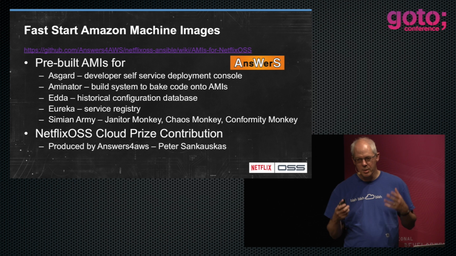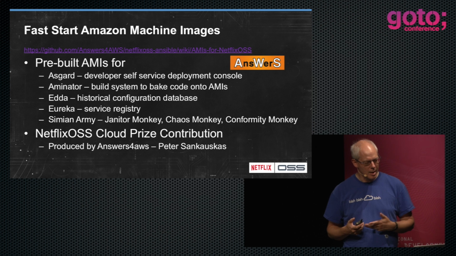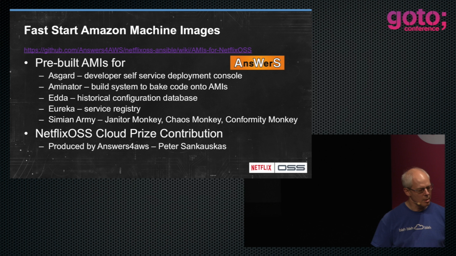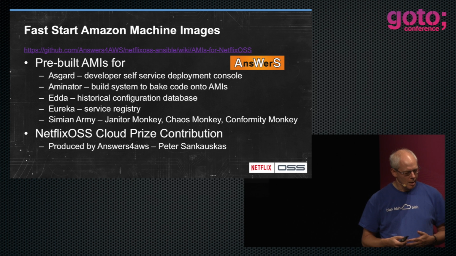Simian Army is a single service that is basically a framework for building monkeys. And 3 of the personalities it has are Janitor, Chaos, and Conformity. So these are Java-based monkeys that sit in the Simian Army framework.